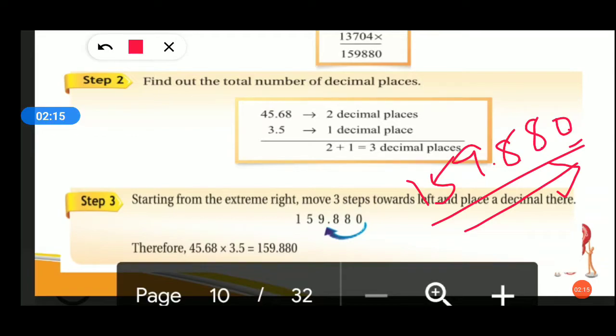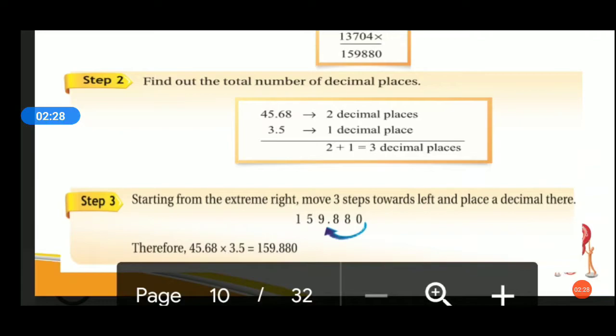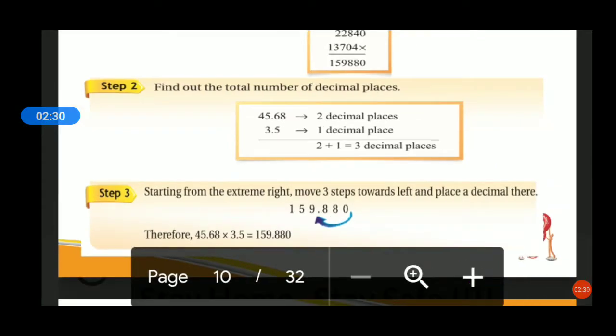Understood, students? See, check it out here. After the decimal point you have 2 and 1. So 3. Here also you are having 3. So in the multiplication as well as in the product, you need to have the same decimal places. Just remember, you need to move to the right corner and from there you need to move to the left.